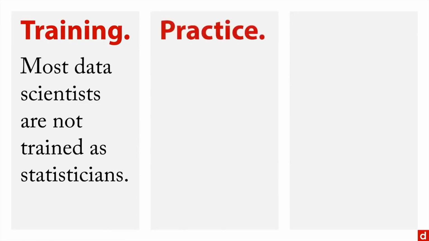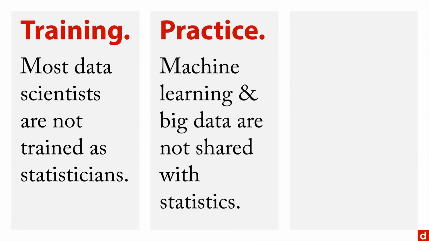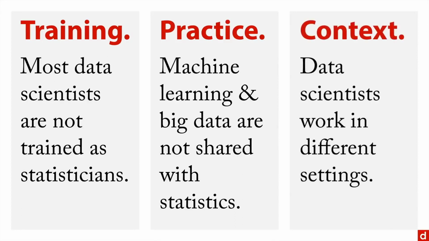Also, in practice, things like machine learning and big data, which are central to data science, are not shared generally with most of statistics. And so they have separate domains there. And then there's the really important issue of context. Data scientists tend to work in different settings than statisticians. Specifically, data scientists very often work in commercial settings where they're trying to get recommendation engines or ways of developing a product that will make them money.